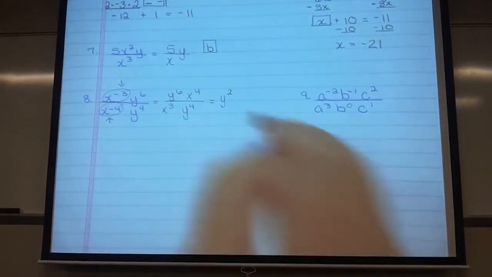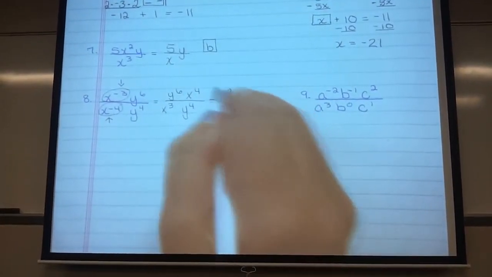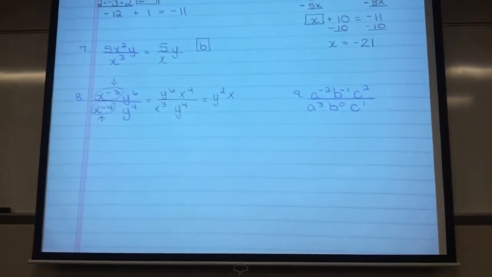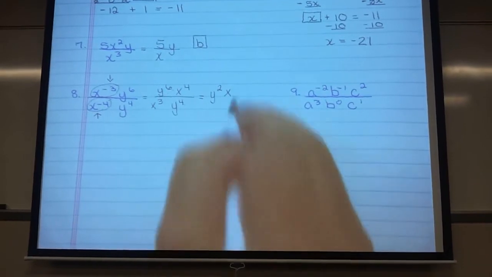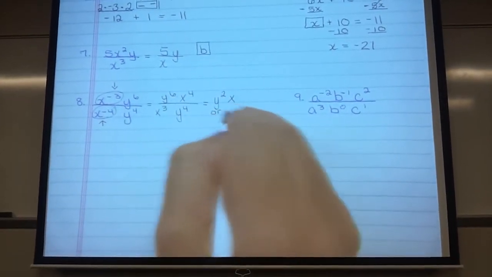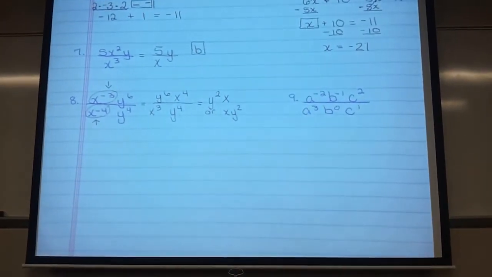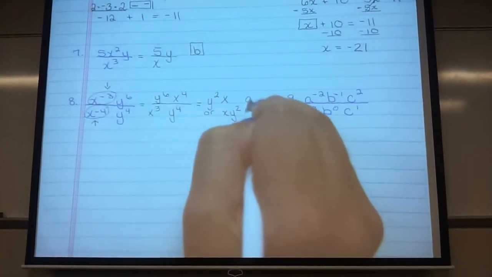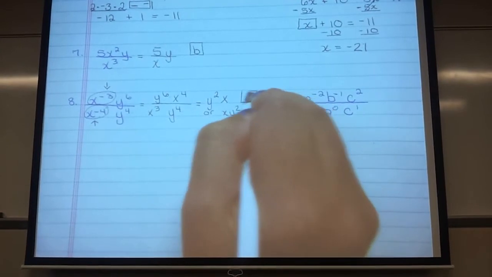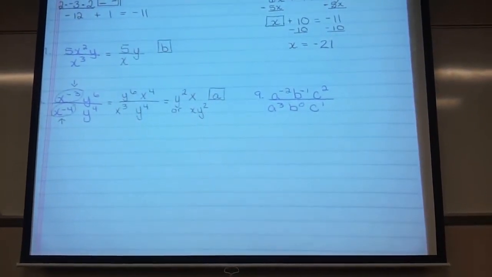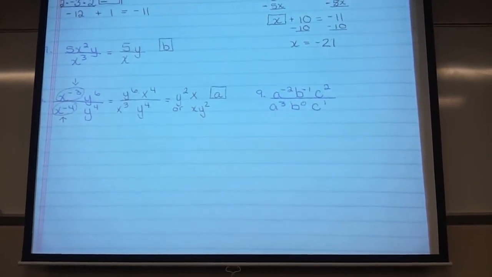And my X's, I have more on top. And I've got 4 minus 3, I've got 1 extra one. So you can leave it as just X, or you can put X to the first. Remember, you could also write this as XY squared. Either way is fine, and that was letter A. So you could write it either way.